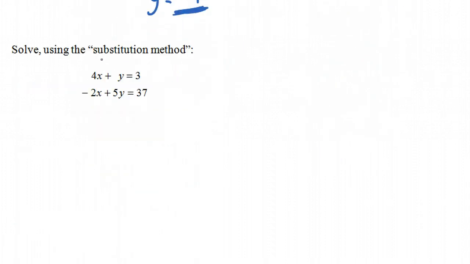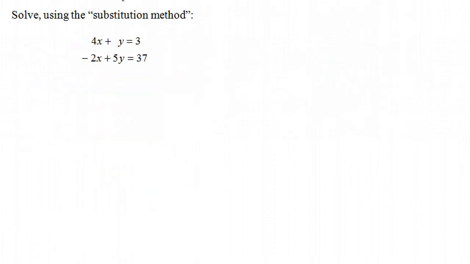Let's do one more example. Solve using the substitution method: 4x plus y equals 3 and negative 2x plus 5y equals 37. Now notice I do have one variable that has a coefficient of 1. It's the y in the first equation. So we're going to solve that first equation for y by subtracting 4x from both sides. We get y equals negative 4x plus 3.